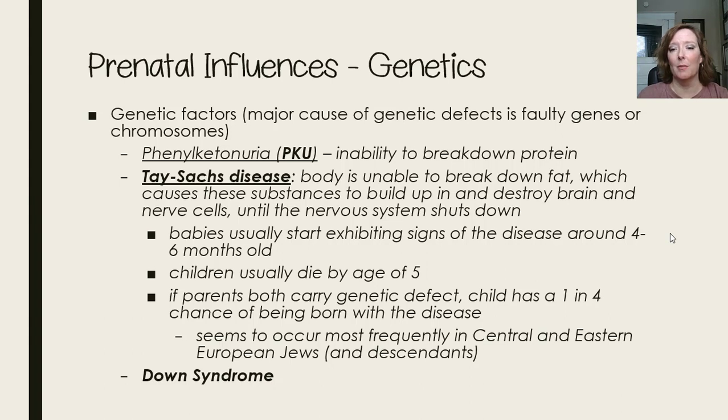Babies usually start exhibiting signs of this disease around 4 to 6 months old, and children do typically die by the age of 5. If parents both carry this genetic defect, the child has a 1 in 4 chance of being born with the disease, and it does seem to occur most frequently in Central and Eastern European Jewish people and their descendants. And then we have Down syndrome.